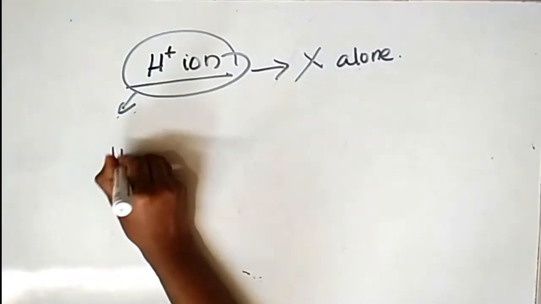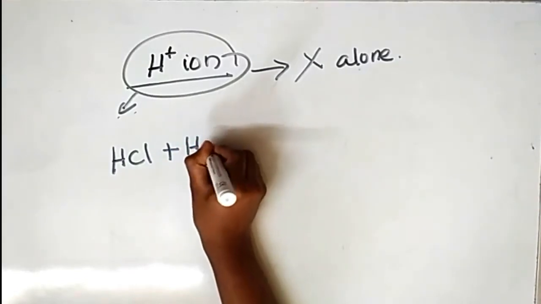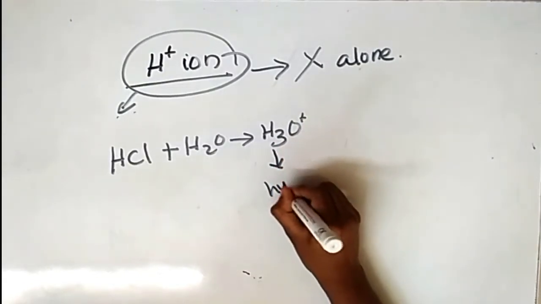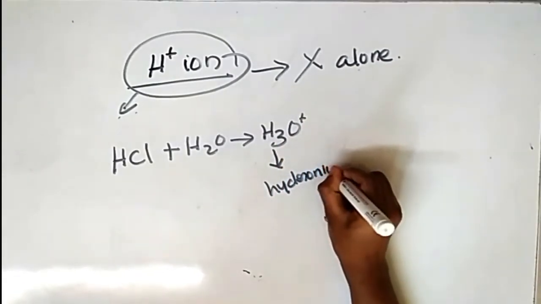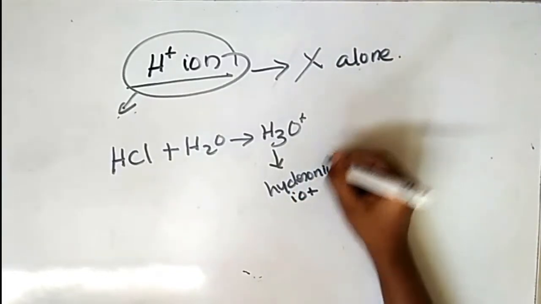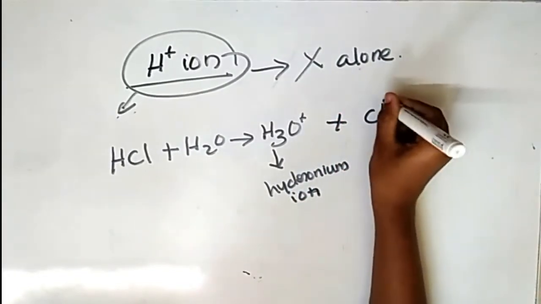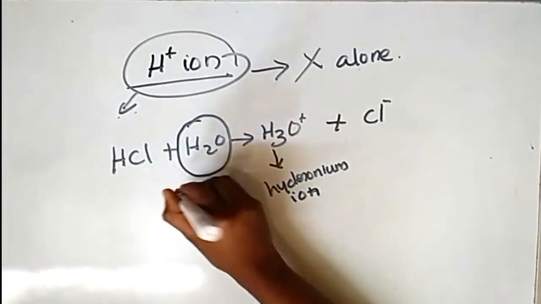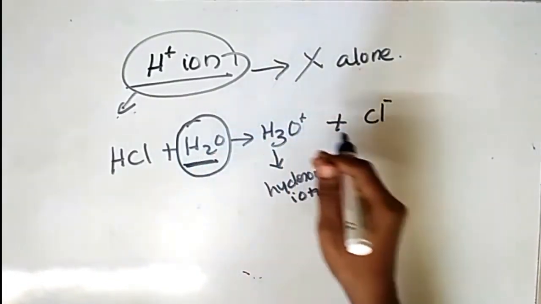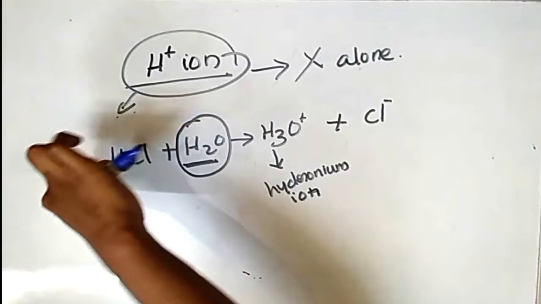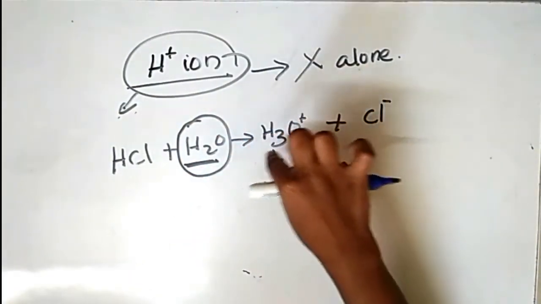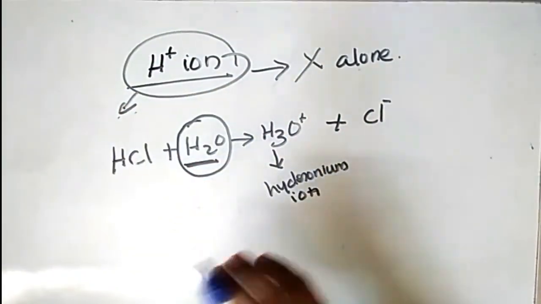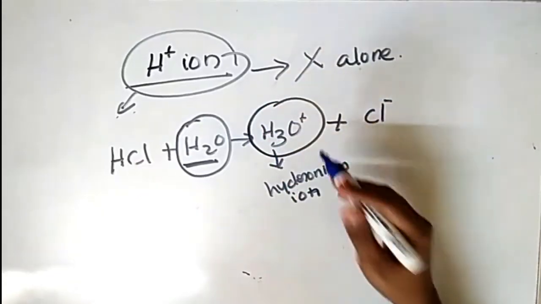That is, when HCl combines with water, it gives H3O plus, that is the hydronium ion. H3O plus is what? Hydronium ion, and chloride Cl minus is also formed. We all know that H2O is water. H2O has two hydrogen atoms, and the H plus ion of the HCl combines with it to form the hydronium ion H3O plus. So from this we can understand that H plus ions won't exist alone. They are always seen combined with water.